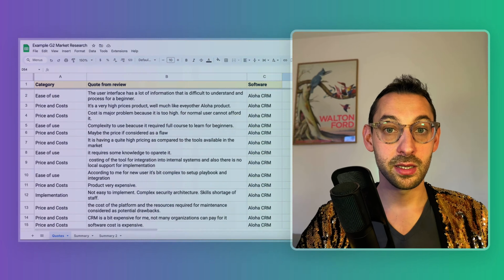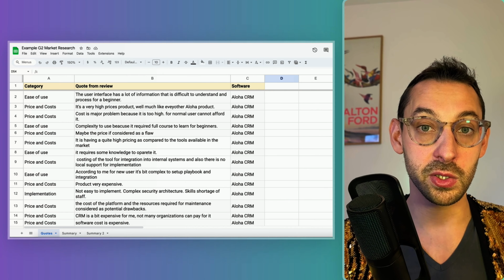SaaS companies spend a lot of time and energy trying to understand their market, run competitor analysis, and voice of customer programs, and they don't do this one thing that takes 30 minutes and is incredibly effective when it comes to understanding the market and the competitive landscape. I'm going to show it to you. You can use G2 data to understand what your prospective customers are unhappy about when it comes to their current solutions.